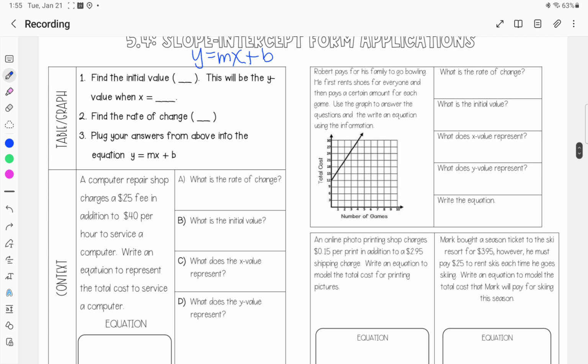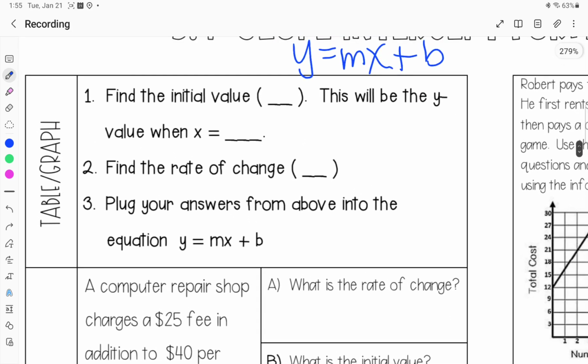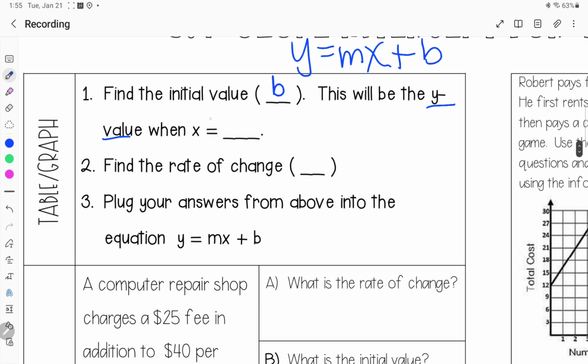I'm going to spend most of our time today on context, or application of real world problems, because we've already been doing the other ones quite a bit. You still need to find two things. We still need to find our initial value, or b. So that's the y value when x equals 0. You find where x is 0, find the y that's attached to it, that's our starting point.